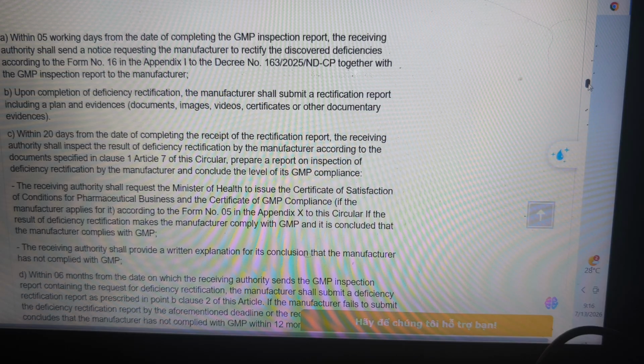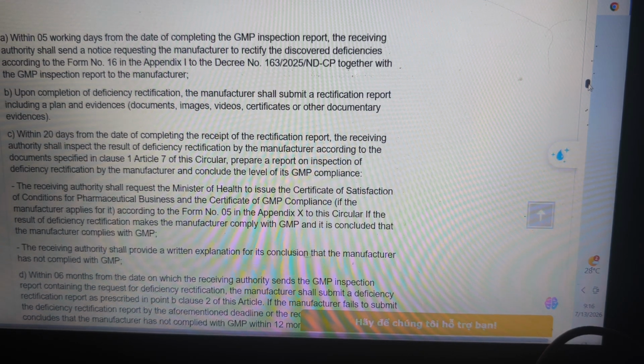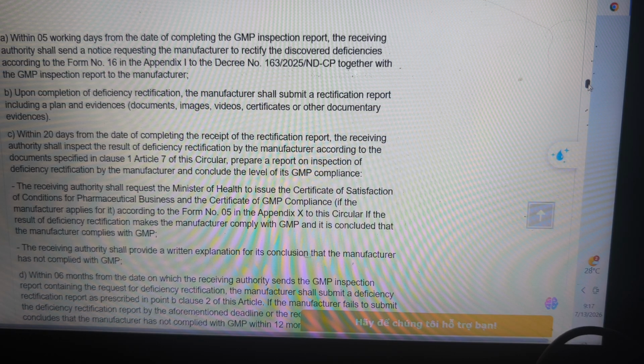The receiving authority shall request the Ministry of Health to issue the certificate of satisfaction of conditions for the pharmaceutical business and the certificate of GMP compliance if a manufacturer applies for it, according to form number 5 in Appendix 10 of this circular, if the result of deficiency rectification makes the manufacturer comply with the GMP and conclude that the manufacturer complies with GMP.